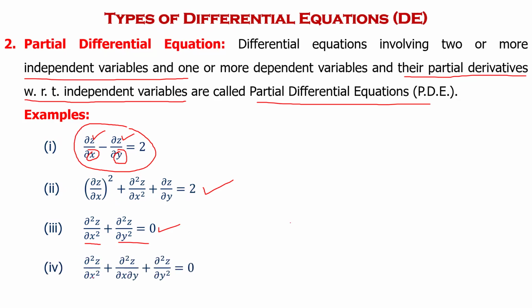Similarly, ∂²z/∂x² + ∂²z/∂x∂y + ∂²z/∂y² = 0 is also a partial differential equation. Why? Because partial derivatives are present in this differential equation.